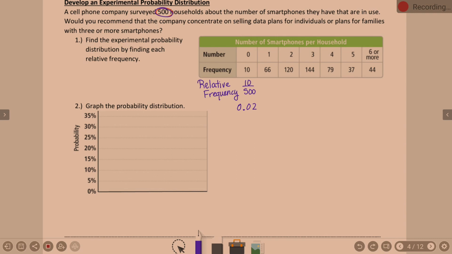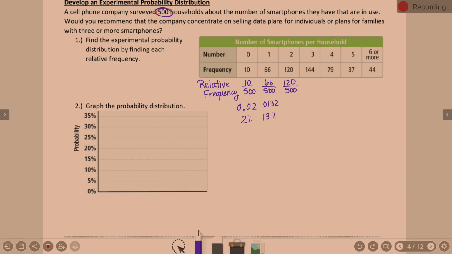0.02, which if we change this to a percent is 2%, yes? Okay. What about one smartphone? Happens 66 times. 66 out of how many? 66 out of 500? 66 out of 500, according to the calculator, is 0.132, or in other words, 13.2. Well, I just have 13% on my paper, so I must have rounded to a whole number. So 13%.